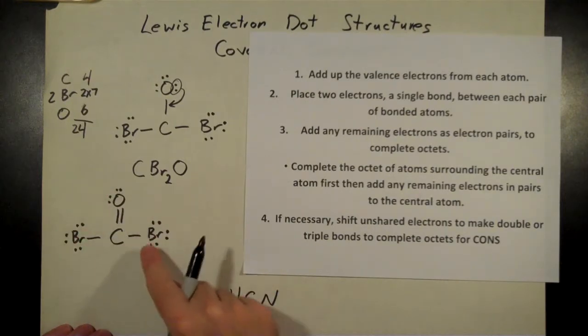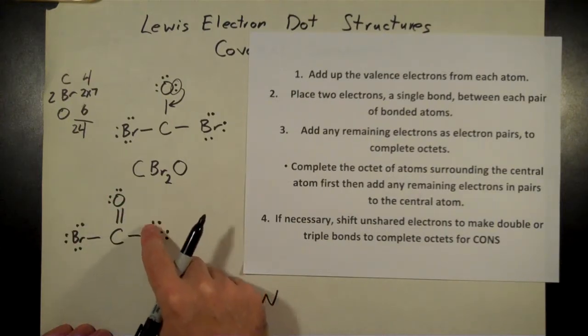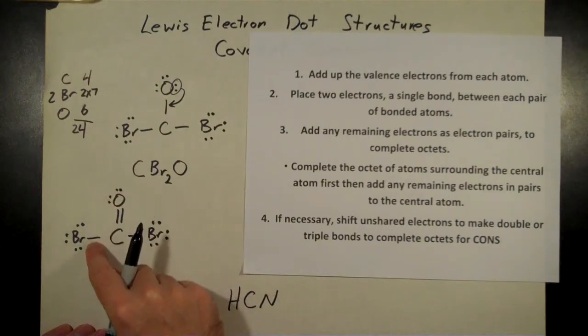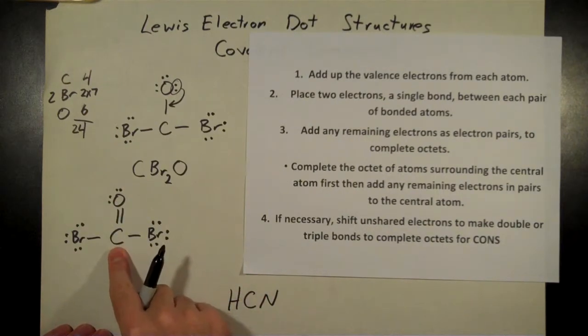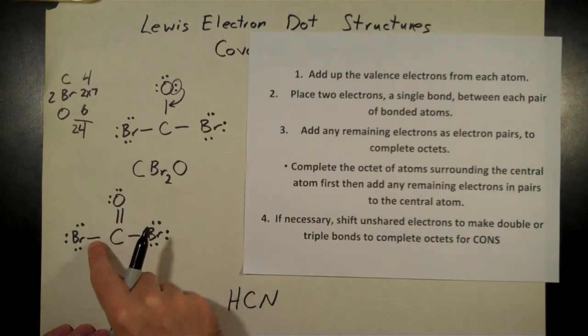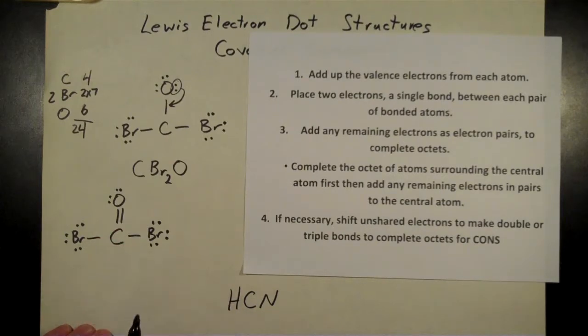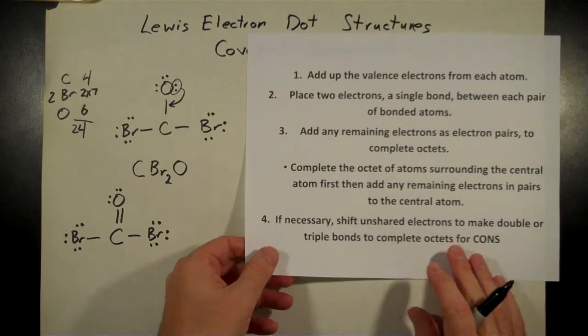And so I still have 24 electrons in here, 2, 4, 6, 8, 10, 12, 14, 16, 18, 20, 22, 24 electrons. But now I've satisfied all the octets, including the carbon atom. It's got 2, 4, 6, 8. Again, each line is 2 electrons. So 8 there, 8 around the oxygen, 8 around each bromine, and that completes all the octets that we need.